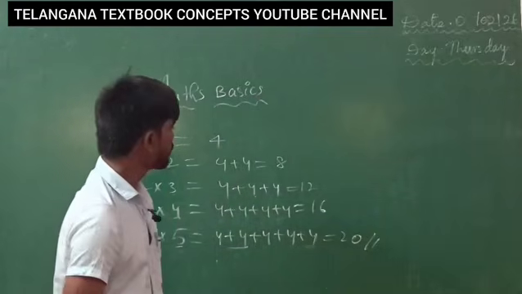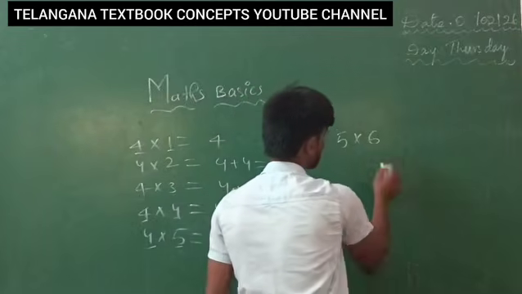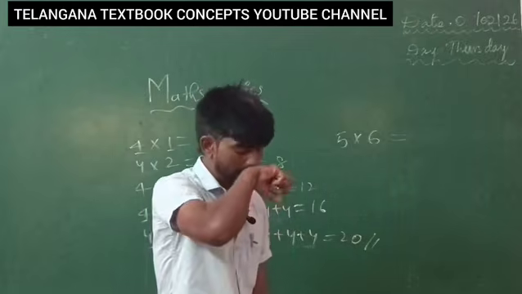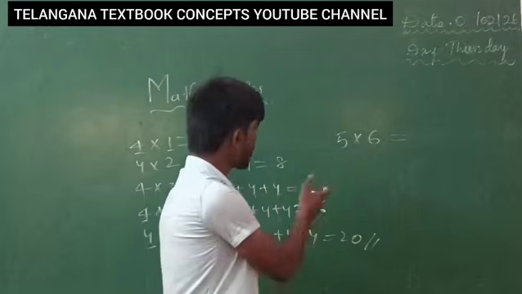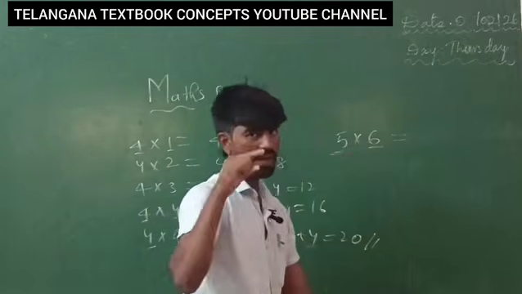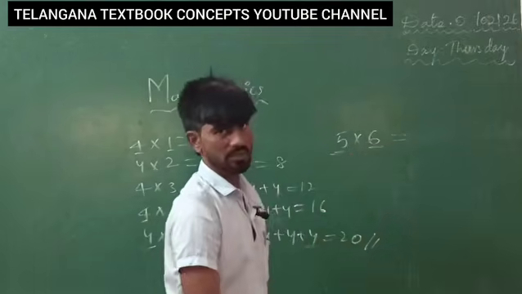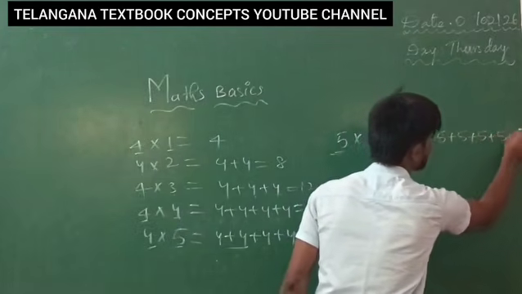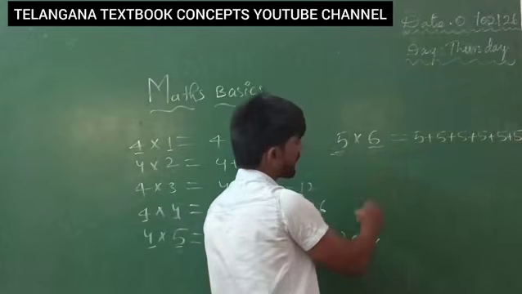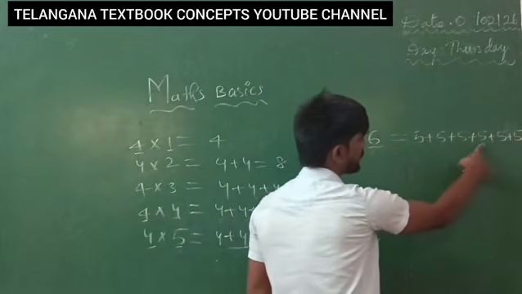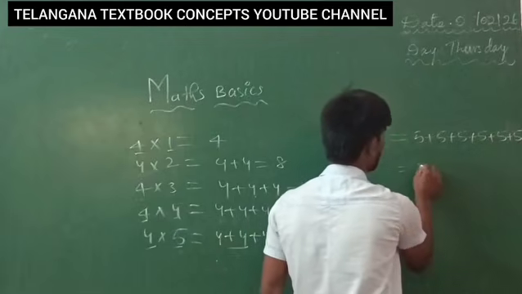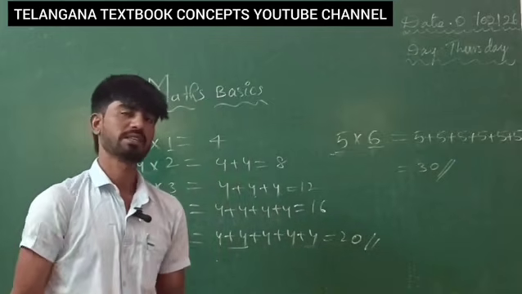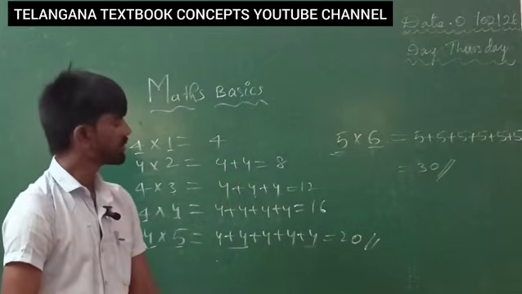So you have to practice in a simple way. For example, 5 sixes are how much? Directly, students do it by recalling some table, but you can add in your mind. 5 is added how many times? 6 times. Here 1 plus 2 plus 3 plus 4 plus 5 plus 6, 6 times we are going to add. 5 is added 6 times: 5 plus 5 is 10, 15, 20, 25, 30. The answer is 30. So through this concept, the multiplication concept is very easy. You have to practice in your own way. Thank you.